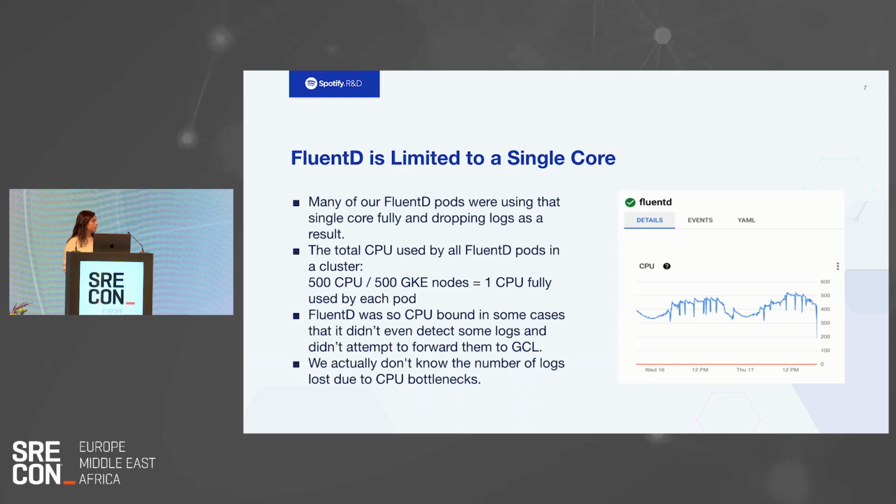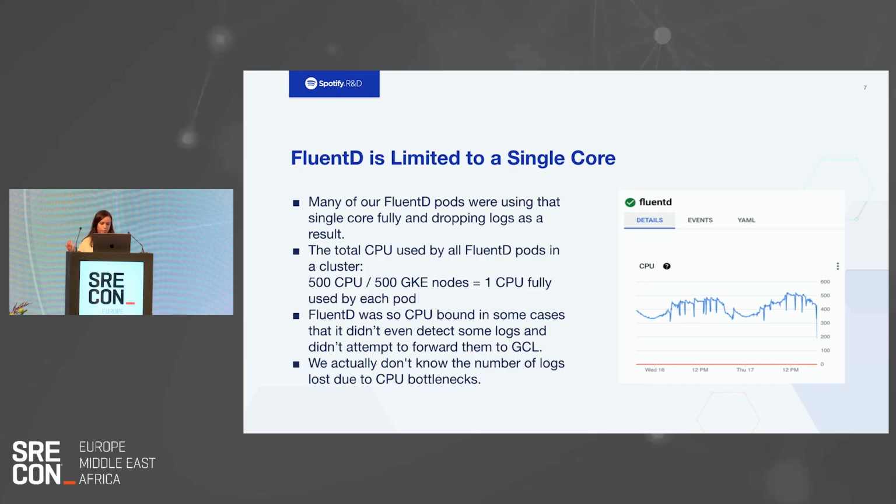So what the main problem was: FluentD is limited to a single core. So many of our FluentD pods were using the single core fully and dropping logs as a result. We figured this out by basically eventually looking at this screenshot that I have here, where you can see we had 500 nodes in each cluster, and then fully using basically the resources that FluentD could use. FluentD was so CPU bound in some cases that it didn't even detect that the logs were coming through, so it wasn't even seeing them at all.